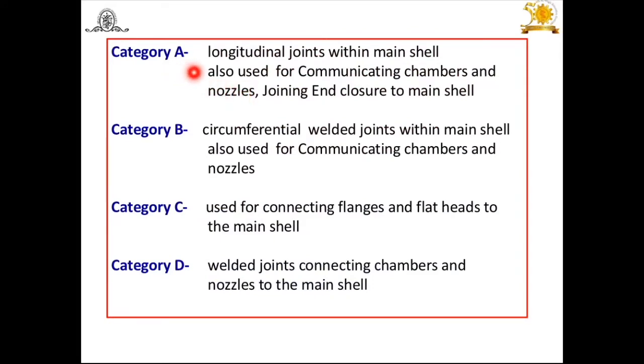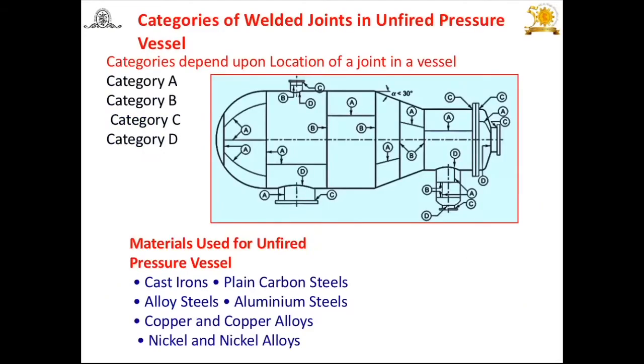Category A welded joint is a longitudinal joint within the main shell to fabricate this vessel, and it is also used for communicating chambers and nozzles or joining enclosures to the main shell. See in this diagram. Here you will find A. It's a longitudinal joint. This is A. Again here you will find this is used to join some of the parts, suppose the nozzle, which is also here. You will find again how it is connected to this vessel.